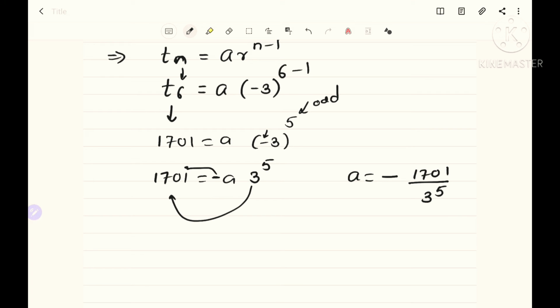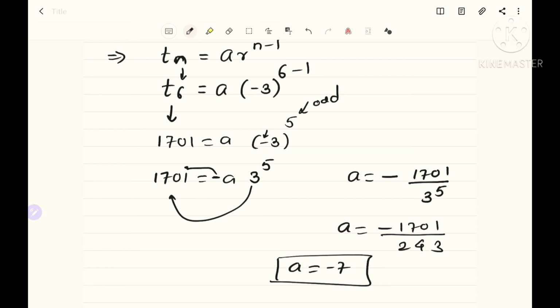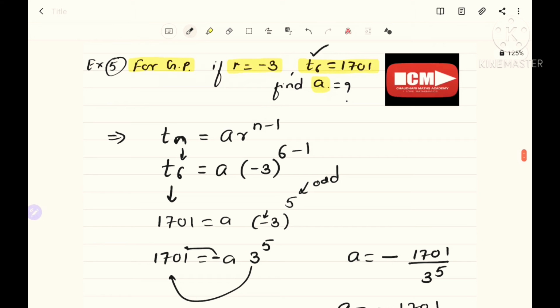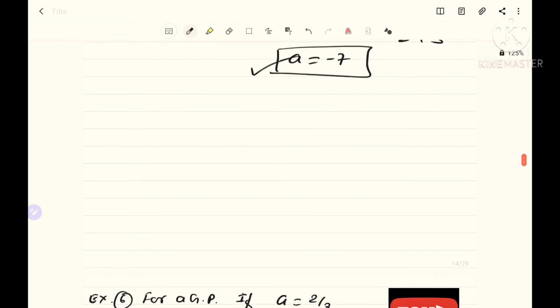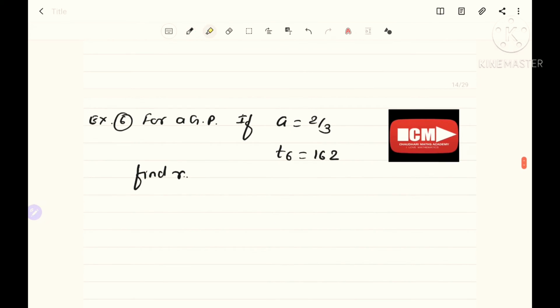Quickly find out this value of A for this problem. If you observe, this is minus 1701, and 3 raised to 5 is 243. If you simplify it, you will get the value of A equal to minus 7. So these are very simple questions. The ratio is given, the sixth term is given, what you have to find out was A, and here we got A equal to minus 7. Okay, let's go to the next question.